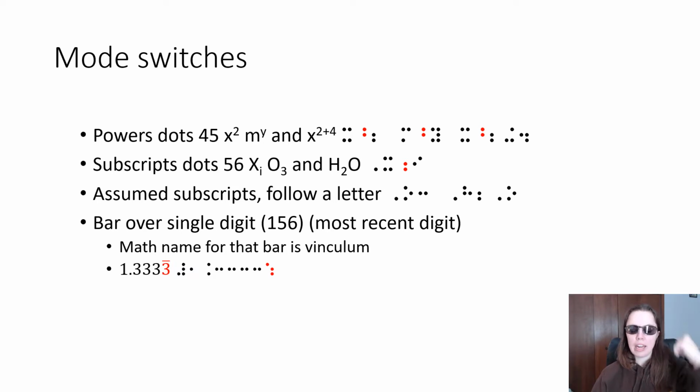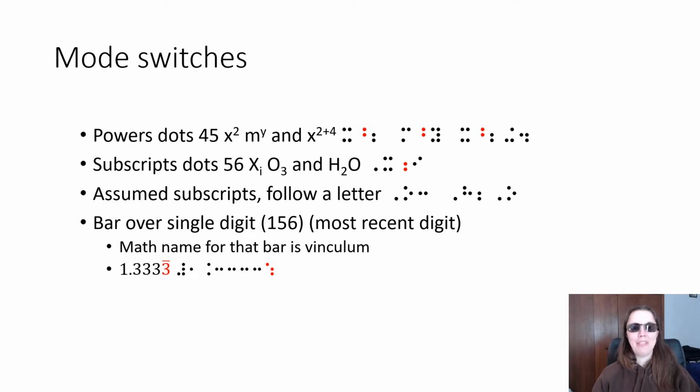That power of indicator, that dots 4, 5, is a sign of operation, and that means it also sets numeric mode through until the next space. So I won't need a numeric indicator with my 2, just like I wouldn't need a numeric indicator after a plus sign, because that raise it to the power of is itself an operation.